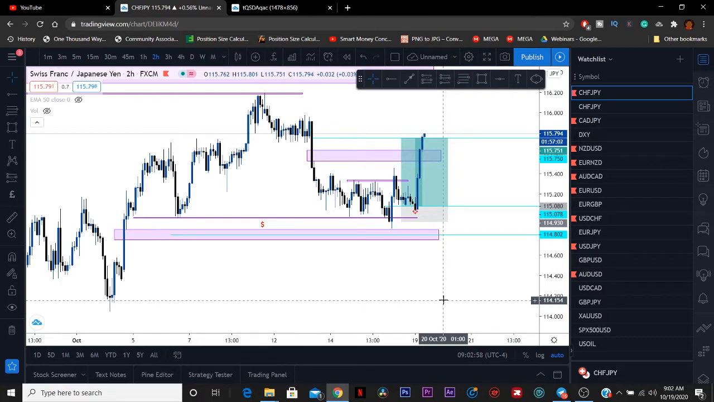Order blocks. We're gonna explain what order blocks are, how to use them, how to get confirmations from order blocks, what order blocks to use, and everything.